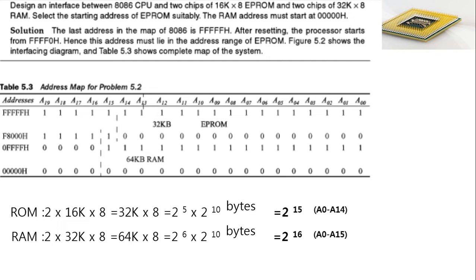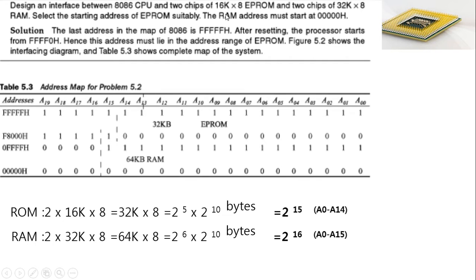Welcome back to this video tutorial. We can consider one more problem regarding memory interfacing. The question is: design an interface between the 8086 CPU and two chips of 16K by 8 EPROM and two chips of 32K by 8 RAM. Select the starting address of EPROM suitably. The RAM address must start at 0000H.